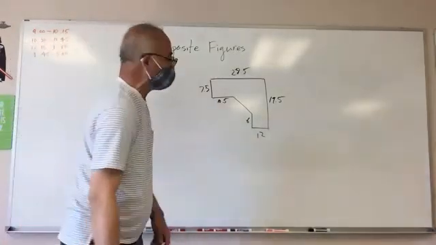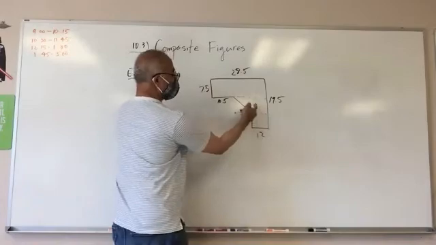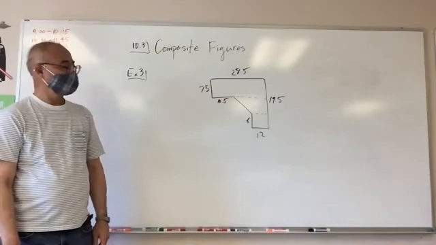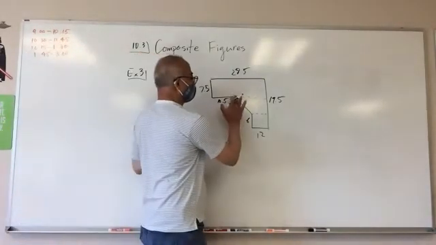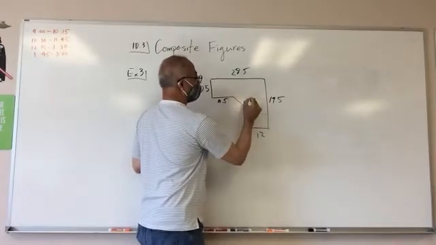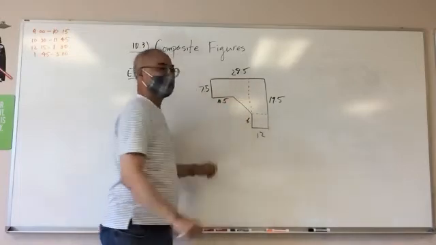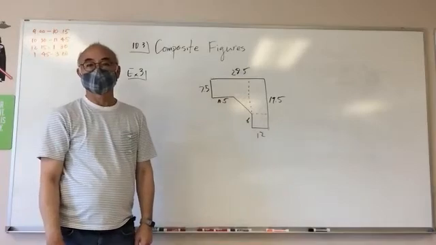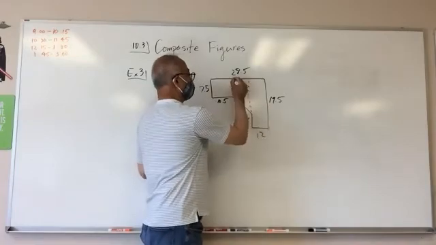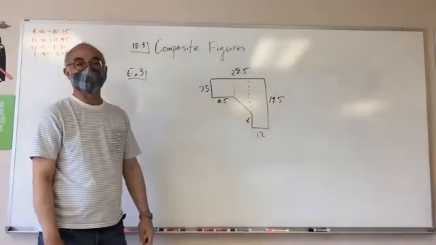Looks like the book wants to go like this: 2 rectangles, 1 trapezoid. Not a bad idea. Okay. You could go like this: 3 rectangles, 1 triangle. Right? You could also go like that: 1 rectangle, 2 rectangles, 1 trapezoid.